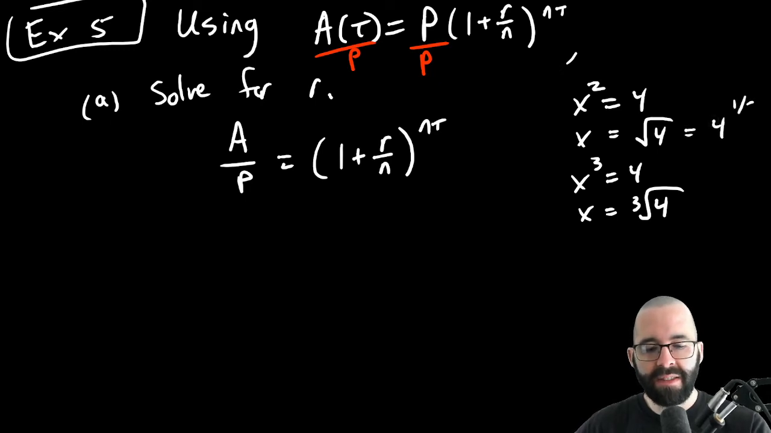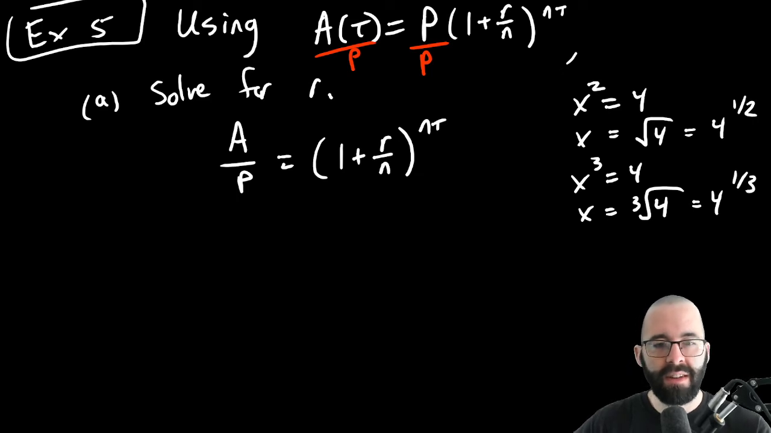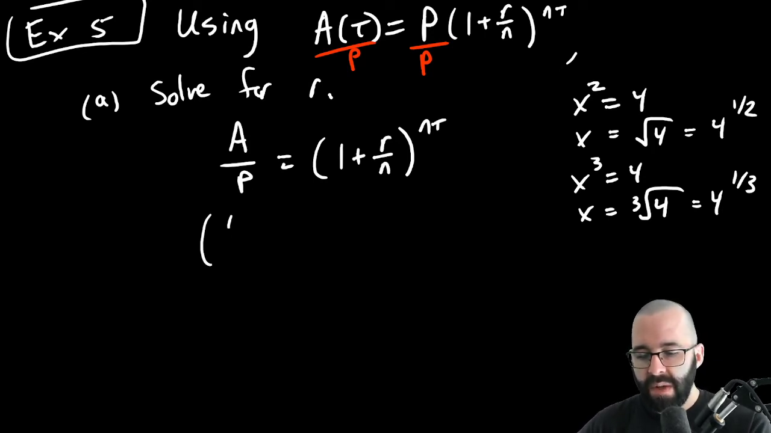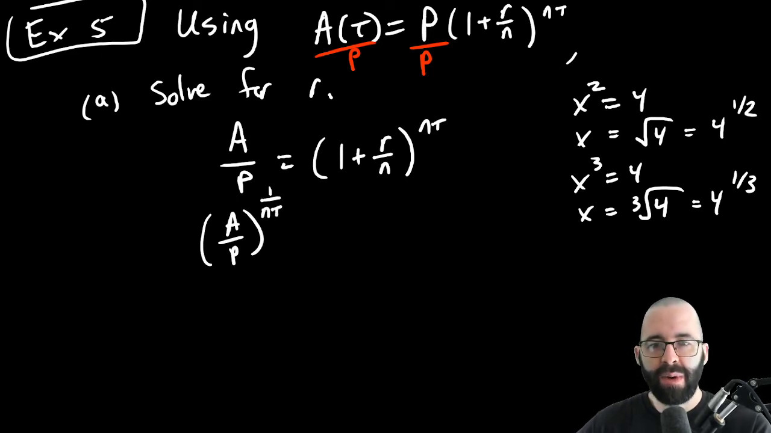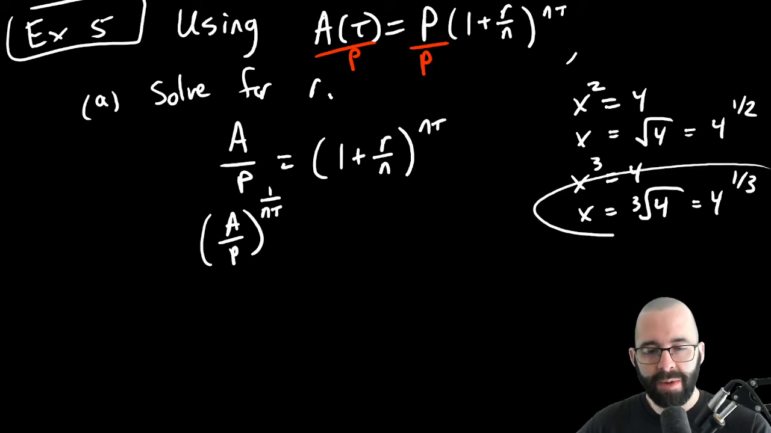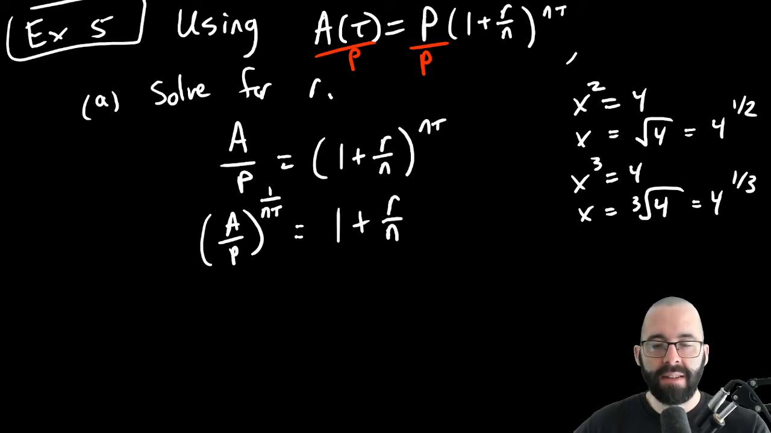You can also think about this as a fractional exponent. I think it's easiest here to think of it as a fractional exponent. You can also use a radical. So we get A over P to the 1 over nt, taking the ntth root of both sides, just like we're doing here. And that's going to cancel on the right-hand side.